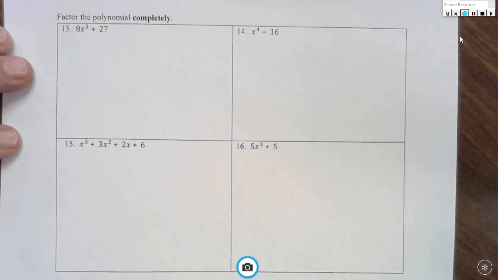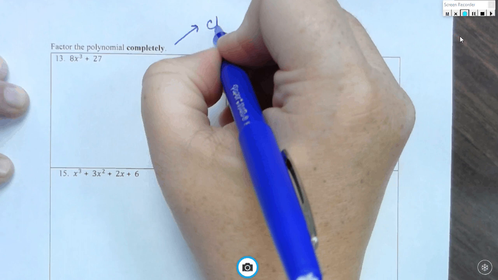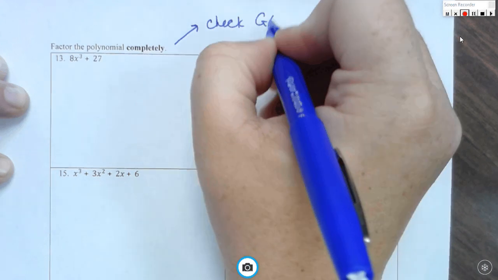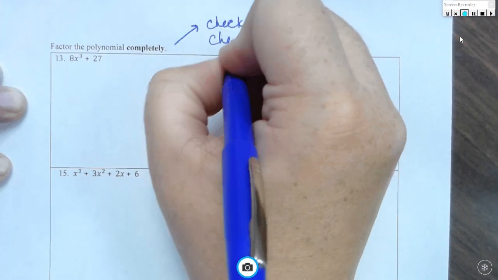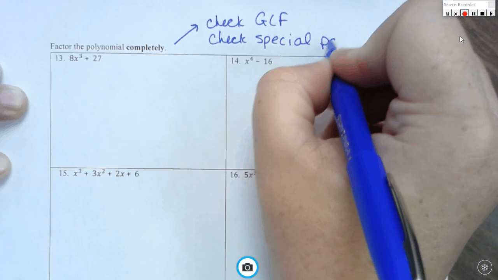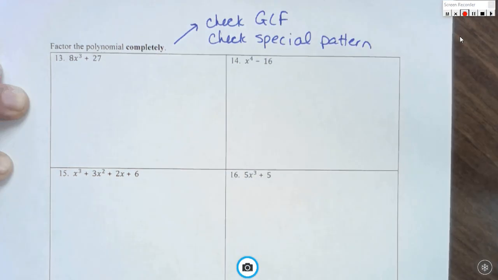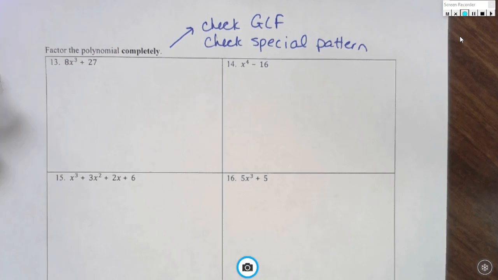So the first thing, remember, before we factor, we always want to check for that GCF. Does it have a greatest common factor that I can take out? And then I want to check for a special pattern. All this before I actually try to multiply A and C together and factor as normal. I want to do these two things first. Remember, special pattern, I'm talking a sum or difference of two cubes, a difference of two squares, perfect square trinomial. All of those are special patterns. So let's look at number 13.